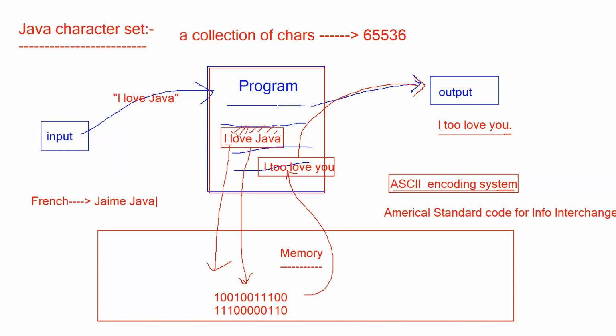That means when I give the input in another language like "J'aime Java," this program should be capable of storing this French letter in memory in binary form. And not only that, there is another programmer, let us assume a Telugu guy. Telugu is also a language, an Indian language. In that he will say something like this.